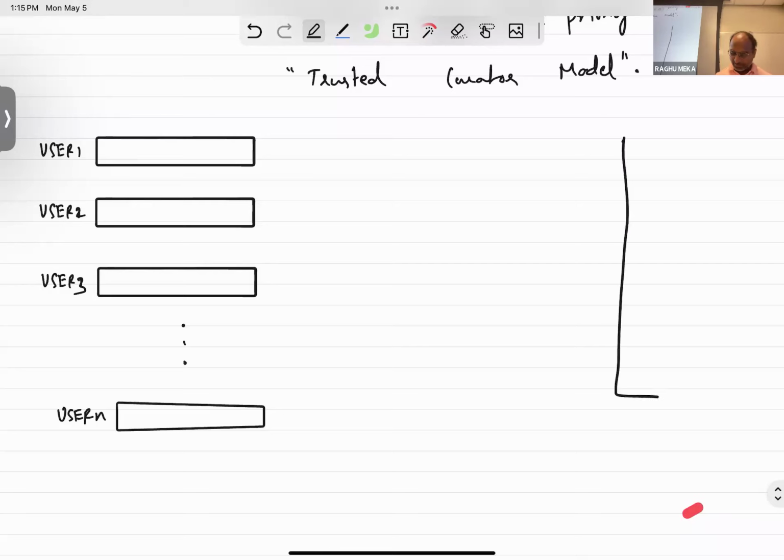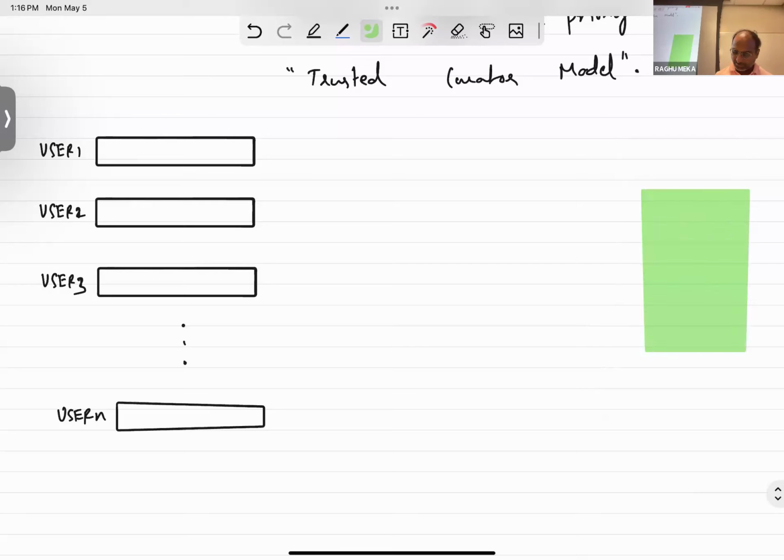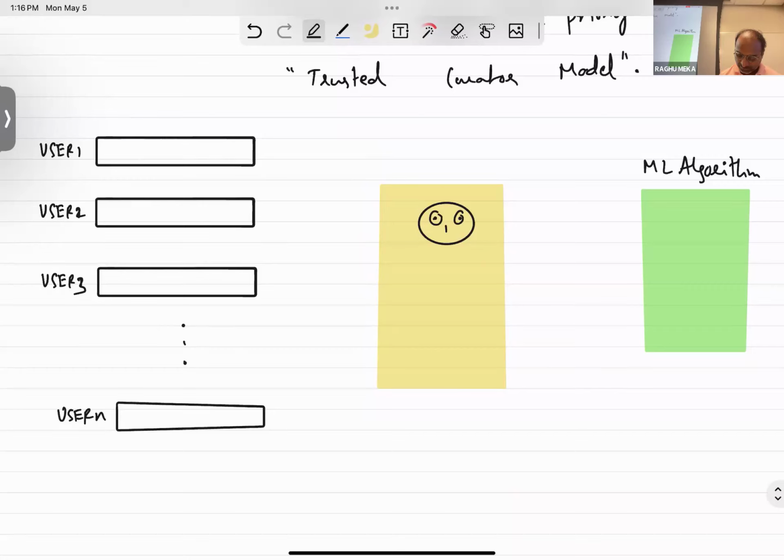And then you have some, let's say, ML algorithm. Maybe it doesn't have to be such a big box. It's just some box. Okay, we have some ML algorithm, which is on this side. And the ML algorithm would like to use the individual records to do something with it. Maybe make some prediction, build a model, or whatever else it wants to do. Okay? And we are going to imagine that there is somebody sitting in the middle, a curator, a trusted curator.